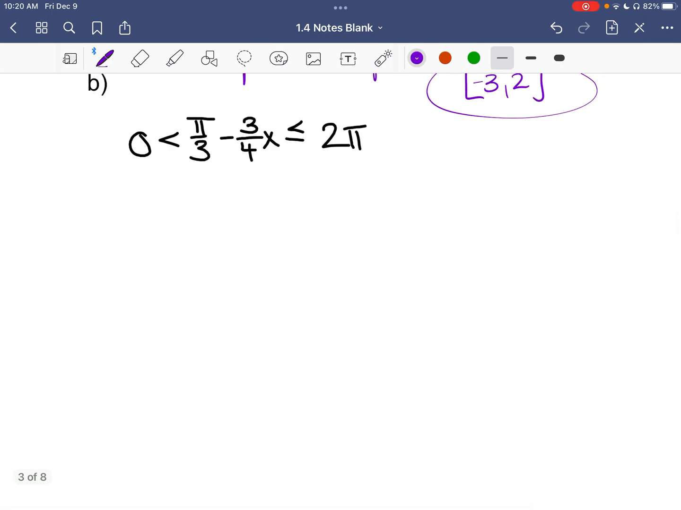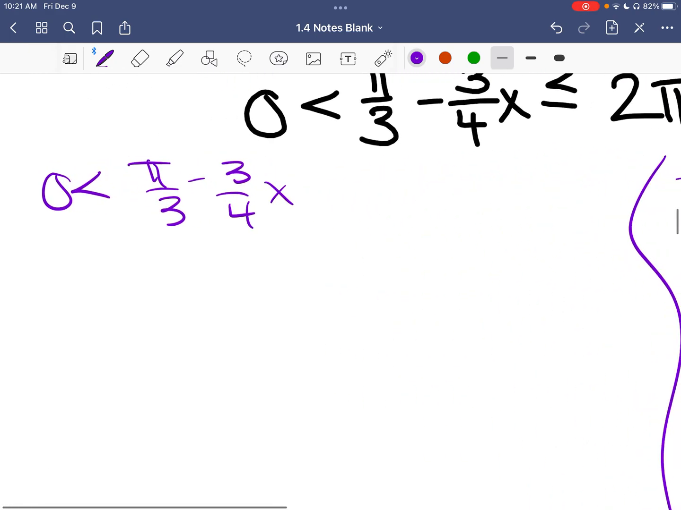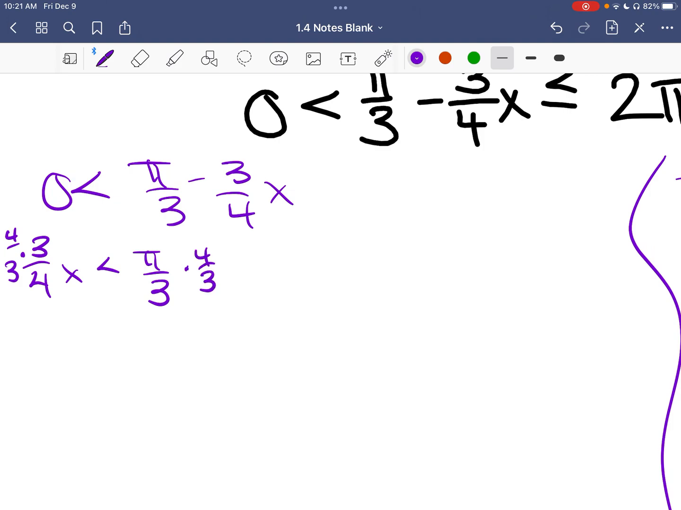For B here, again we've got 2 scenarios. 0 is less than pi over 3 minus 3 over 4x, and we've got pi over 3 minus 3/4 x is less than or equal to 2 pi. Starting our solving journey, I'm just going to add 3 over 4x to both sides. So 3 over 4x is less than pi over 3. I'm going to multiply both sides by 4/3 to get rid of my fraction.